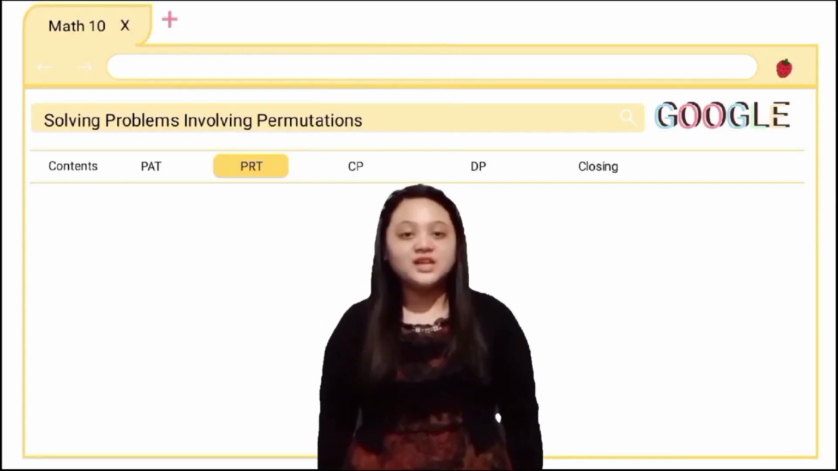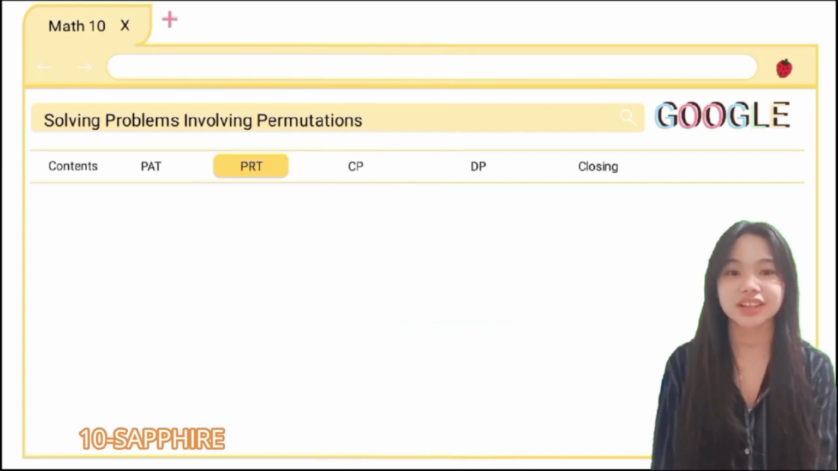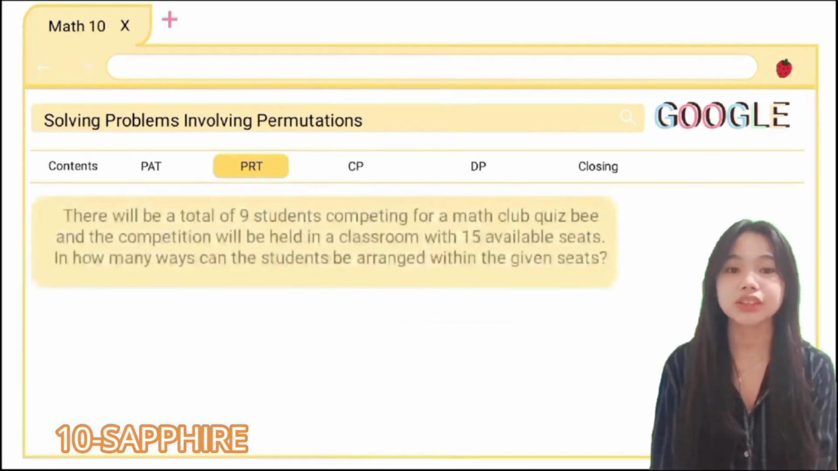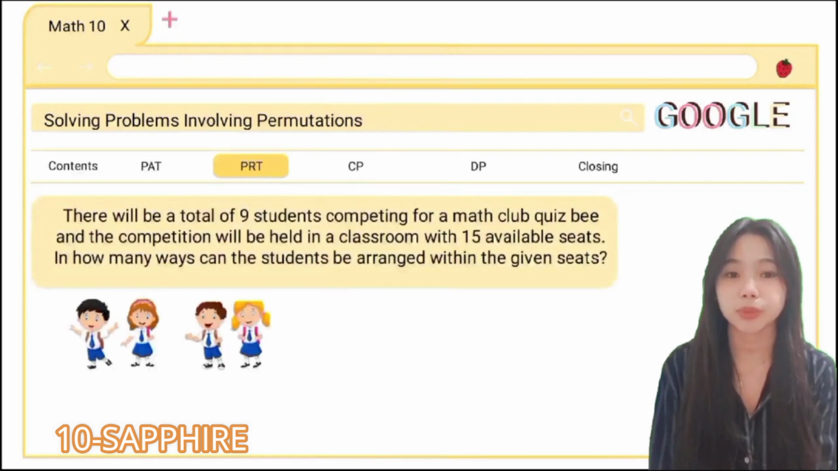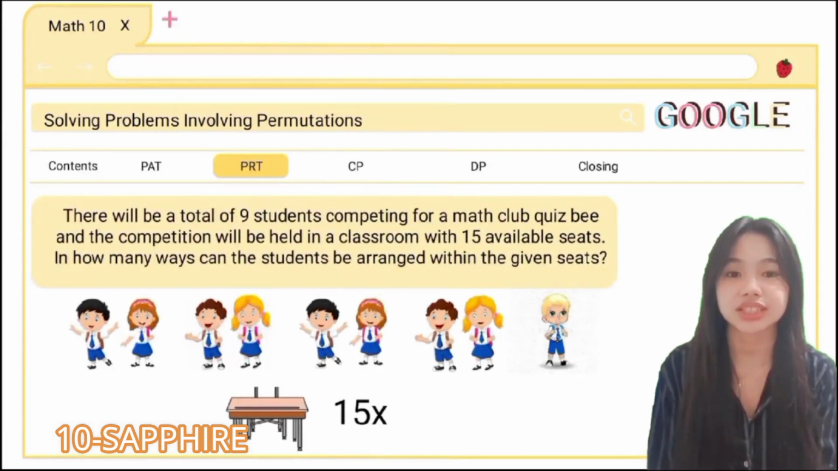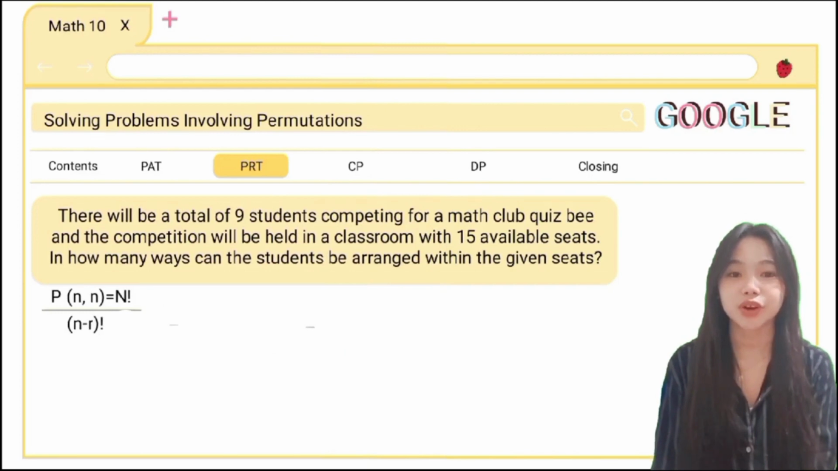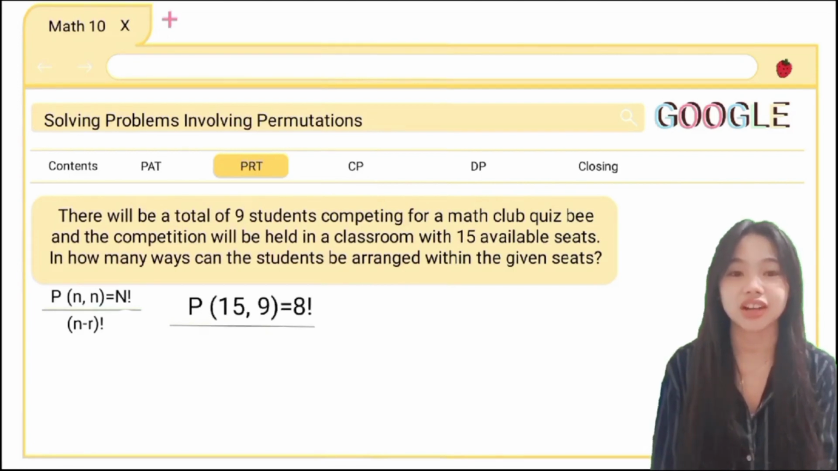Sa tingin ko, kailangan mo ng second example. Here's another example. There will be a total of 9 students competing for a math club quiz bee. The competition will be held in a classroom with 15 available seats. In how many ways can the students be arranged or seated within the given seats? First, illustrate the form with the formula. P quantity n, r is equal to n factorial over the quantity n minus r factorial. Second, substitute the n and the r.